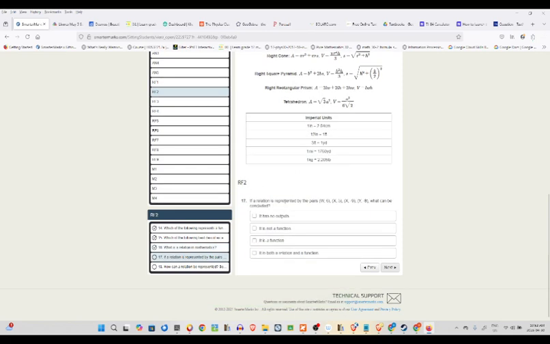Now, if a relation is represented by the pairs W6, X5, X-9, and Y-8, what can be concluded? It has no outputs. No, that's not a conclusion we could draw because we see four outputs, 6, 5, -9, -8. It is not a function. This we can say because we have X appearing twice. One input, two outputs. So we cannot say it's a function because it's not. So it cannot be both a relation and a function if it's not a function.